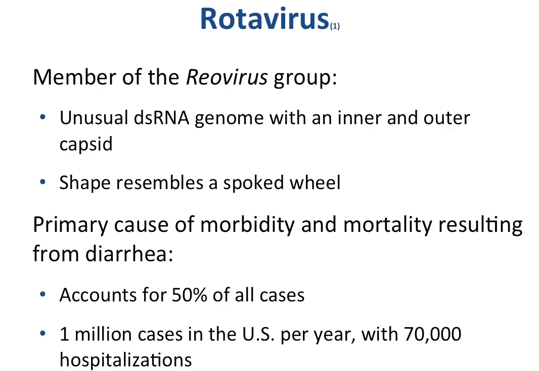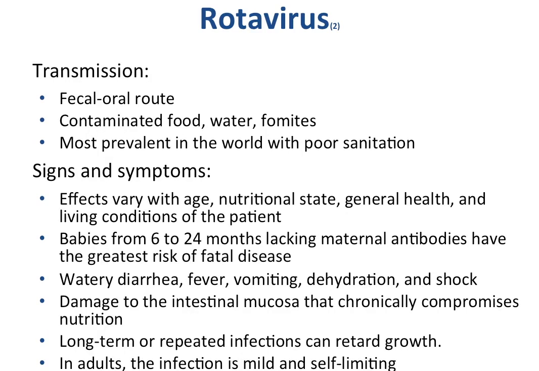Now let's talk about rotavirus. This is a member of the reovirus group. This is a double-stranded RNA virus. The shape is like a spoked wheel. It can cause morbidity and mortality due to diarrhea. In the United States, each year it causes 1 million cases. So this is a very common disease in the world.